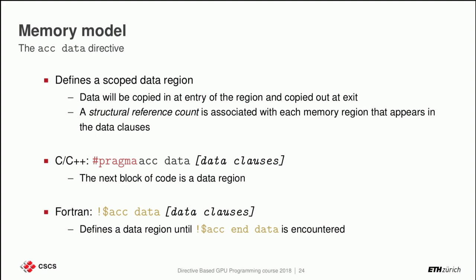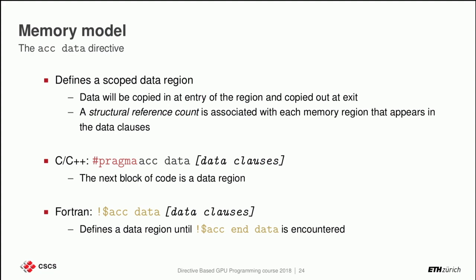So it's just like having data directives that basically just copy data. You don't launch any kernel at all. And this is useful when you want to move the data movement as far outside as possible or as early as possible in your code, so as to then just do computations. So it's acc data plus the data clauses we've just seen before: copy in, copy out, present, and so on and so forth. And again, the next block of code for C++, or until an end data is encountered.